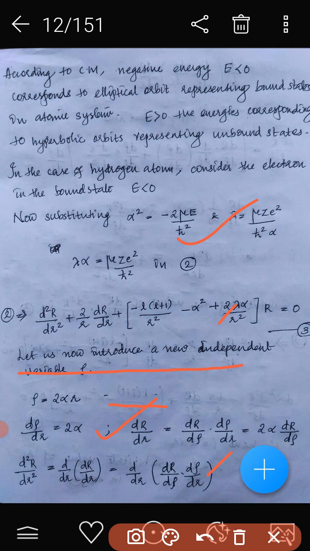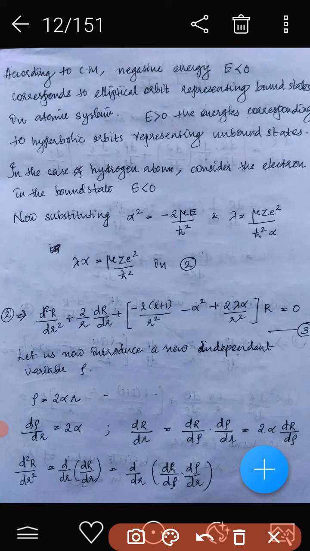According to classical mechanics, a negative energy, that is E less than 0, corresponds to an elliptical orbit, and E greater than or equal to 0 corresponds to hyperbolic orbits, representing an unbounded state. In the case of the hydrogen atom, consider the electron in the bound state, that is E less than 0.